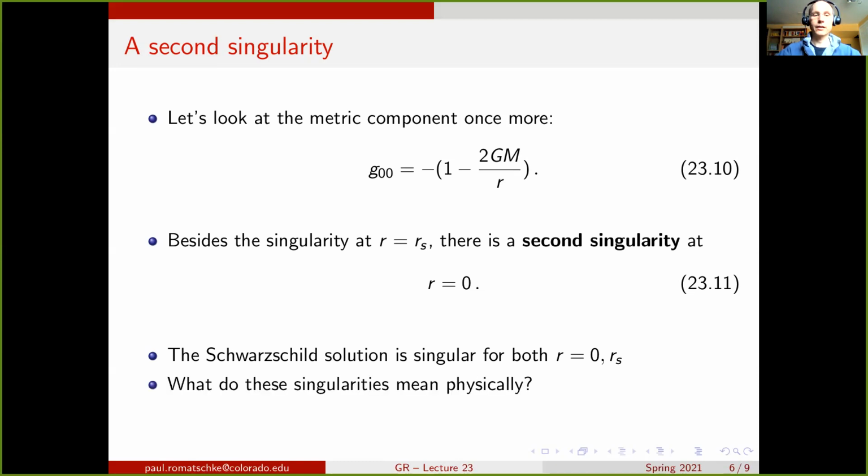In the rest of the lecture, I want to talk about what these singularities mean physically. In particular, I want to address the questions of whether these are real singularities in the sense that something bad is happening when you fall and pass one of these singularities, or whether they are just harmless and just something that we don't need to worry about.